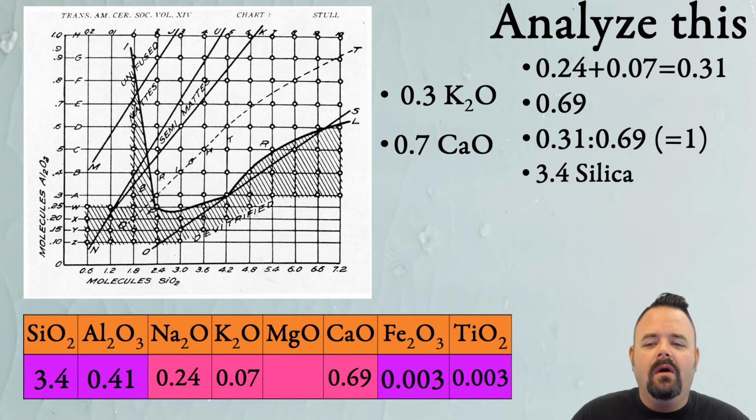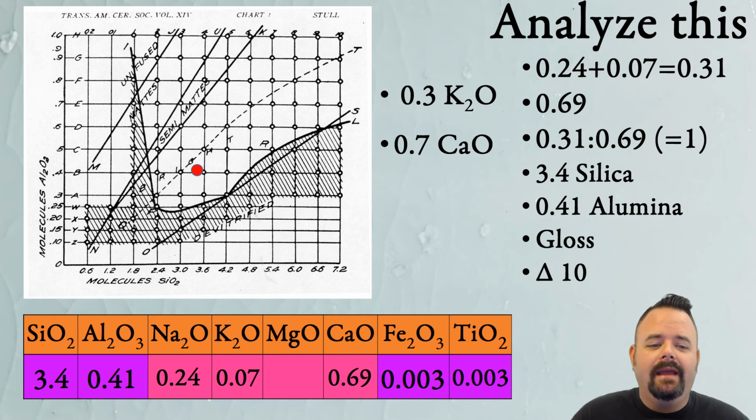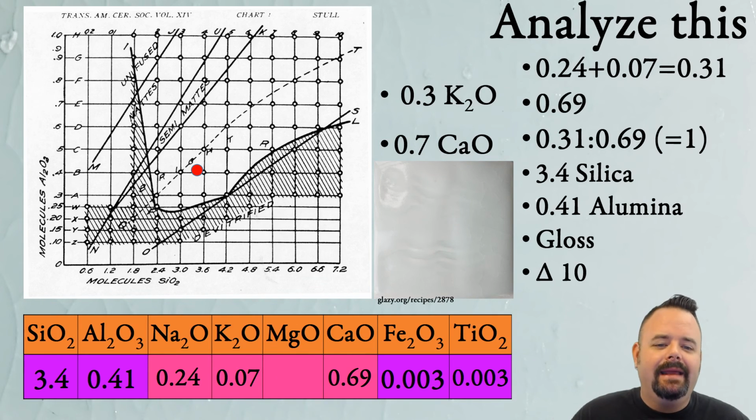So we have 0.34 silica, we have 0.41 alumina, and on the map, they fall right there. Right here in the middle. Here's 0.34 silica, and here's 0.4 alumina, and we move right over, and there it is, right in the middle of our bright, glossy cone 10 region. And shockingly enough, when we look at our glaze, what is it? It's a cone 10 gloss. Exactly what the map says it will be.